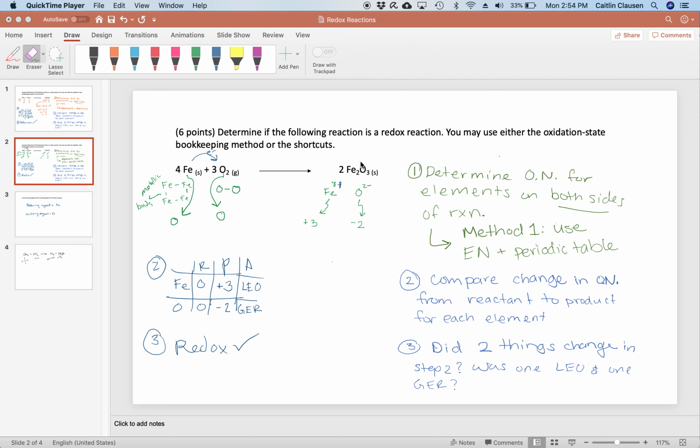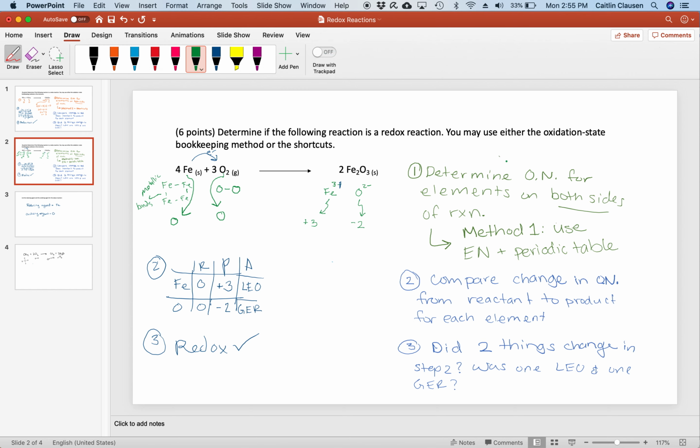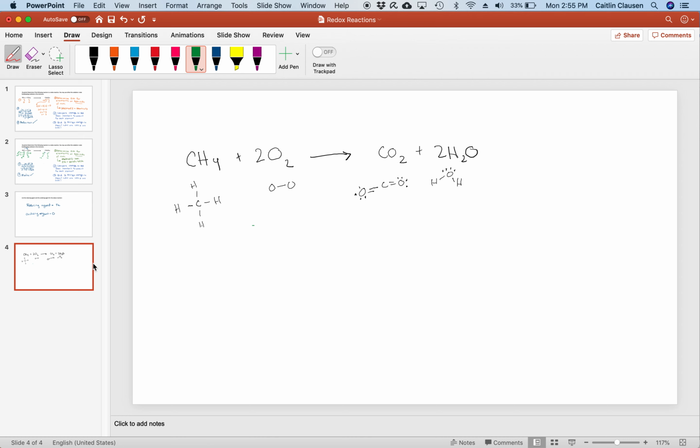For ionic compounds, it's a bit easier to see when there's a redox reaction because ionic compounds involve a full transfer of electrons to even form. So oxygen is more electronegative than iron. It just takes the electrons from iron to give these charges, and it's easier to see that there's a redox reaction occurring. And you just use the charges to figure out the oxidation state number. So in this case, it's pretty straightforward.